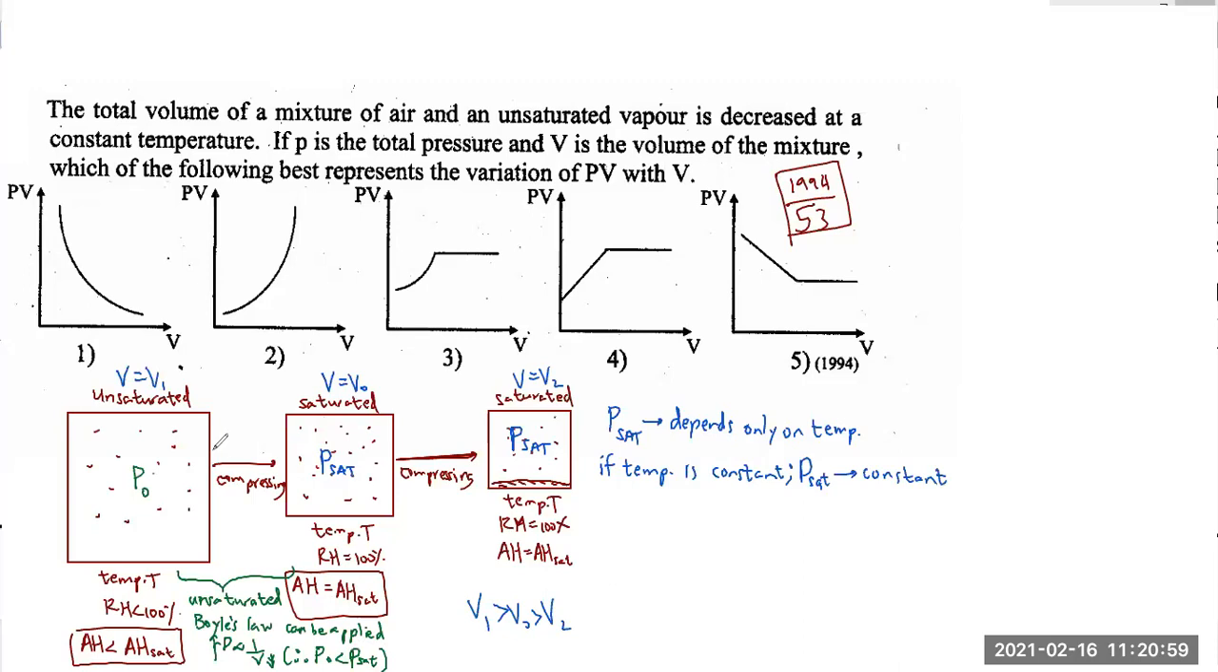So until this point, until the air becomes saturated, you can apply gas laws. But after that, you can't apply gas laws. Pressure will be equal to saturated vapor pressure. Okay, right. Now the graph they are asking us to plot is PV versus V. But I will plot another graph also for you, for your future reference. Let's start with the pressure versus volume graph, and then we'll convert it to PV versus volume.